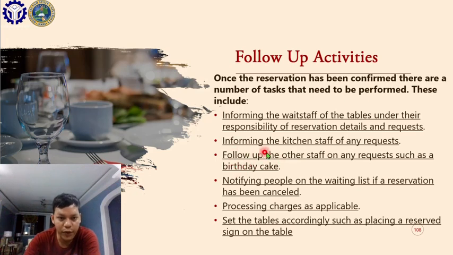Next, inform the kitchen staff of any request. For example, there is a certain celebration. They have a table reservation because they will celebrate, for example, a birthday. So they will have to inform the kitchen staff if there's any request, for example a request for a birthday cake or anything. So they must inform also the kitchen, not just the wait staff. Next, they will follow up with other staff on any requests such as the birthday cake, as I have mentioned a while ago, and also notify people on the waiting list if a reservation has been canceled.